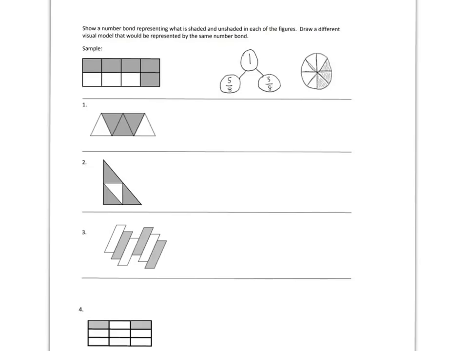So I need to show a number bond, just circle that, representing what is shaded and unshaded in each of the figures, and draw a different visual model that would be represented by the same number bond. When I look at the first example or the sample, I see that there are 8 total pieces.